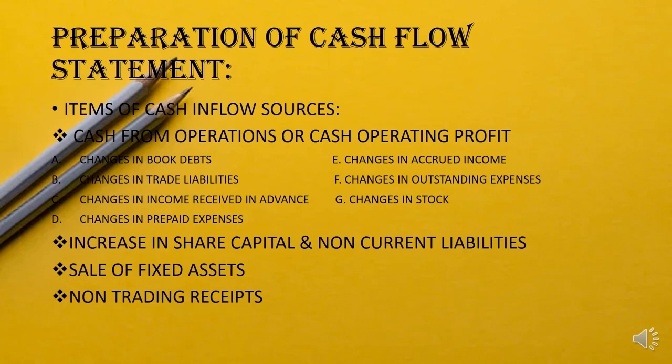Next one is sale of fixed assets. The amount realized from the fixed assets, that is sale of fixed assets like land, buildings, or machinery, is to be considered as a source of cash. And the last one is non-trading receipts. Under this, in some special circumstances, a business concern may get some non-trading receipts like dividend received, rent received, a refund of tax, etc. Such receipts or incomes, although non-trading in nature, result in inflow of cash.